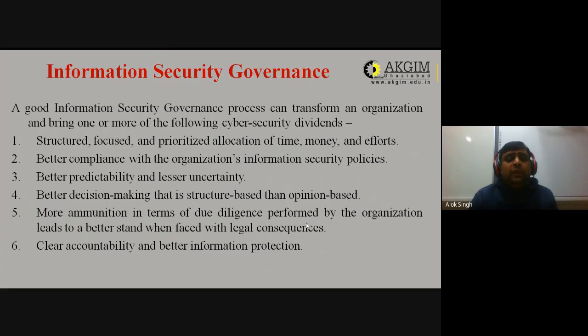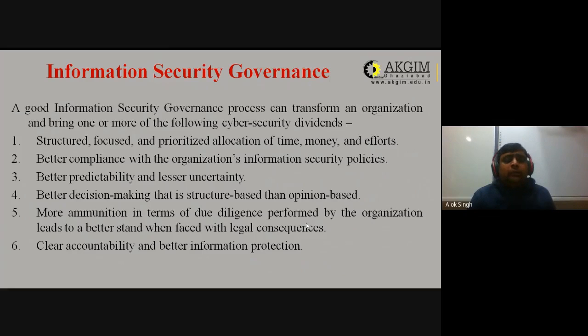You should prepare a structured decision-making process: when such a type of incident happens, what would be the countermeasure. That should be structure-based, not opinion-based, meaning you are not just getting the opinion of experts and other players. You should decide on a proper structured approach to deal with such scenarios. More ammunition in terms of due diligence performed by the organization leads to a better stand when faced with legal consequences.